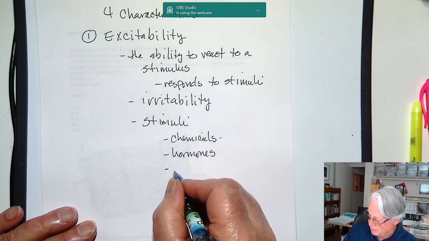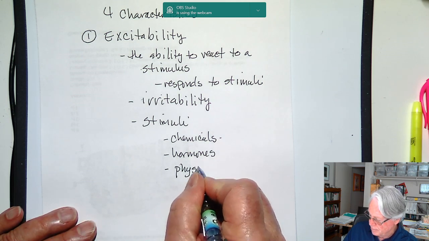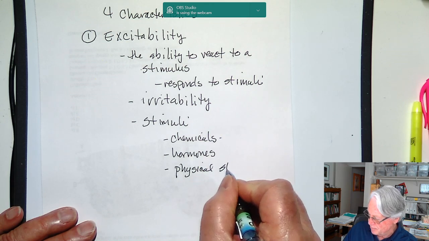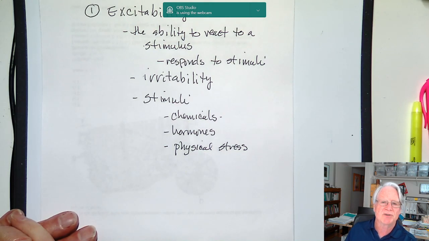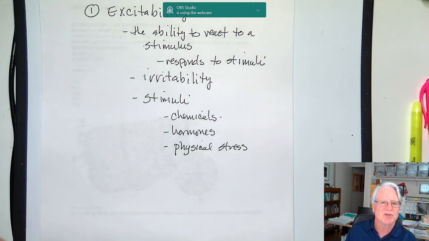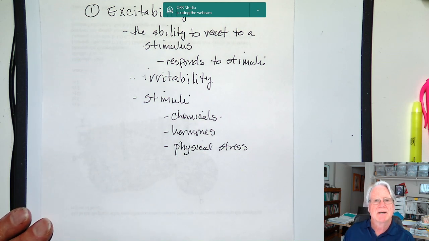Also physical stress. Smooth muscle, for example, when you suddenly stretch it, its reaction is to contract against that stretching. So there are different forms of stimuli. So physical stress, hormones, chemicals such as neurotransmitters.